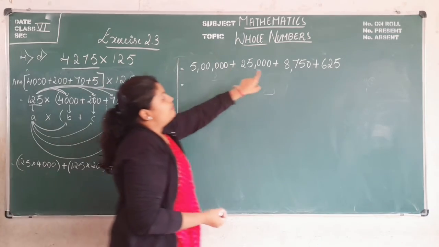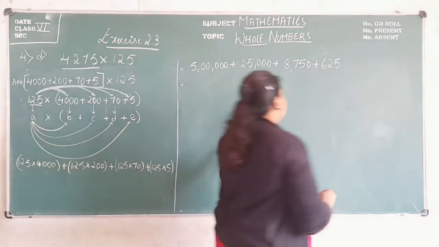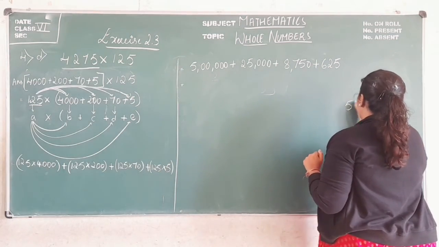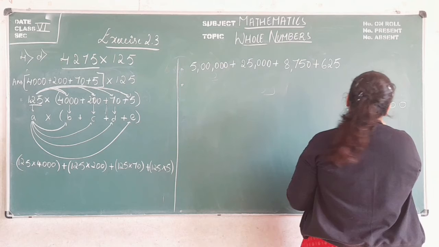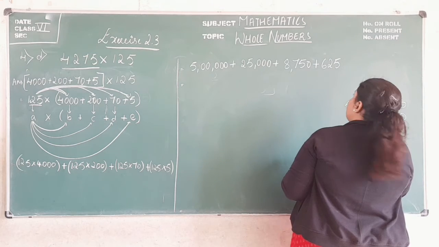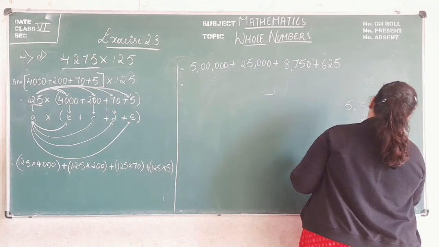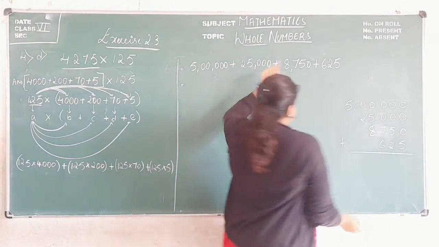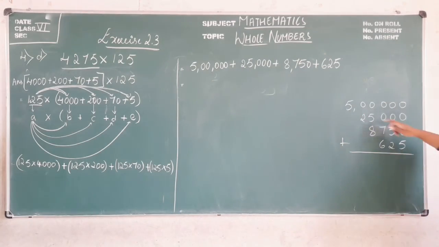Yes, so we have plus sign in between these numbers, so we have to add those numbers. So we should start adding these numbers. So we have 5 lakh plus 25,000 plus 8,750 plus 625. Since we have plus sign in between, we are going to add all these numbers. So 5 lakh plus 25,000 plus 8,750 plus 625.